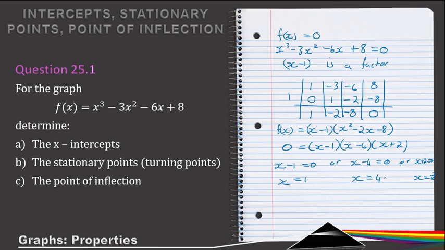Now just one thing additionally that I didn't mention earlier: if they ask you for the x-intercepts, this is where you stop. If they ask you for the coordinates of the x-intercepts, you have to give it in the form of 1 and 0, because the coordinates of the x-intercepts are where x is 1 and y is 0. And the other coordinates would then obviously be 4 and 0 and negative 2 and 0.